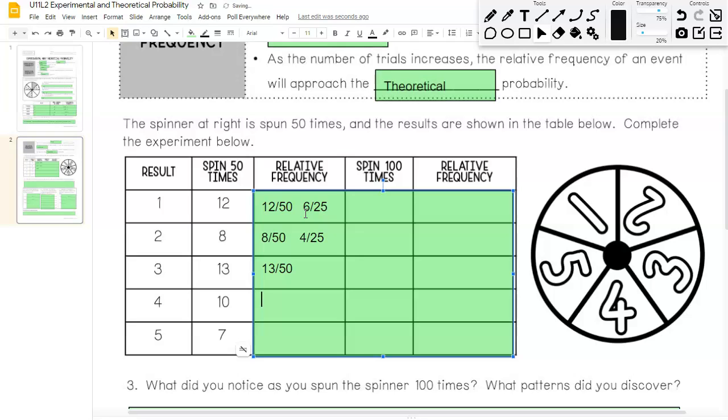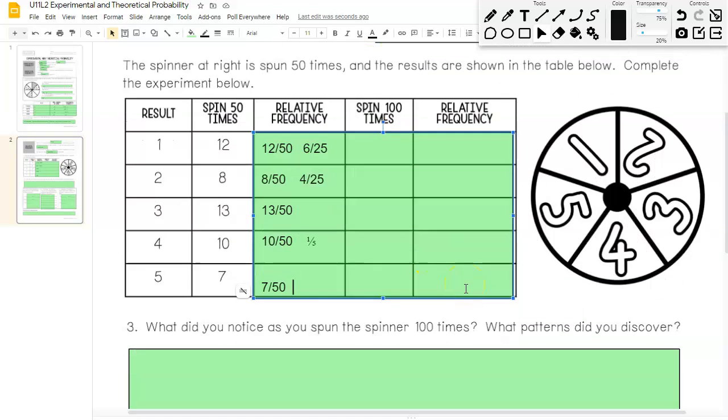That one does not simplify. Then we had 10 out of 50, which is going to reduce to 1/5. And then we had 7 out of 50. And again, that one will not simplify. Now, what we can do is you can spin it. So you can put like a paper clip on your paper, spin it around, and get random numbers each time. And we can do that for 50 more times to get our totals, and then calculate our relative frequencies again.